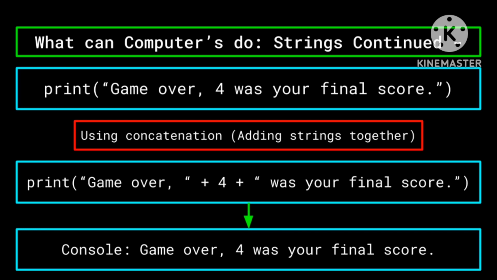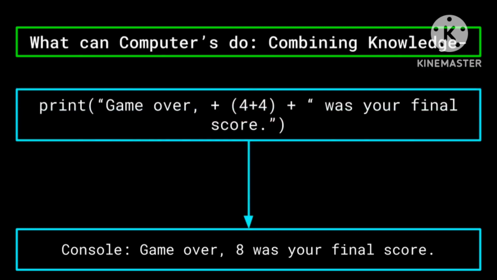We could also combine the two lessons we've learned thus far and do something such as "game over" plus 4 plus "was your final score." In the case, let's say, where you have a game which gives you a base score and then 4 points for a certain task that you completed. This demonstration also displays another important part of programming, which is that oftentimes, to get your program to be the most efficient, you have to combine aspects of code.